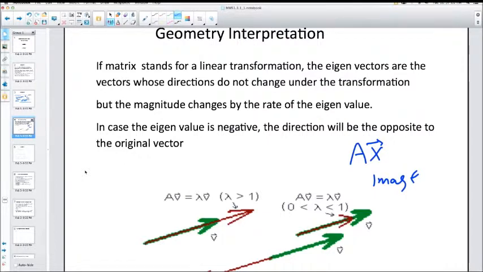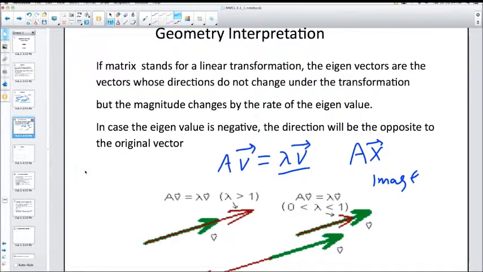And the equation A times V equals lambda times V is basically telling you the image is parallel to the vector V itself. In other words, the image stays on the same straight line with your original vector V. Well, it depends on whether lambda is positive or negative, smaller than 1 or bigger than 1. And the only change is the magnitude.